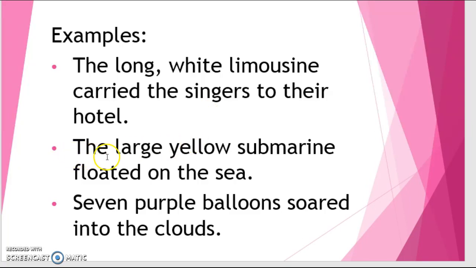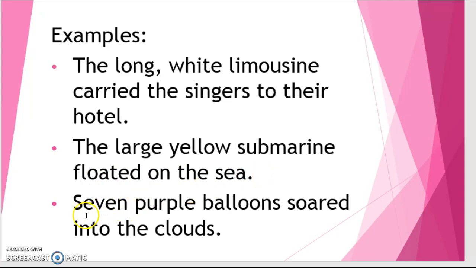So the second one says the large yellow submarine floated on the sea. So we want to find our subject and verb again. So floated is going to be our verb, and submarine is going to be that main subject, but we have large yellow submarine, so it's a color and a size to help us get a description of the submarine. So the complete subject would be large yellow submarine. And then on the sea is a prepositional phrase. So the large yellow submarine is the subject, floated, and then on the sea is the prepositional phrase.